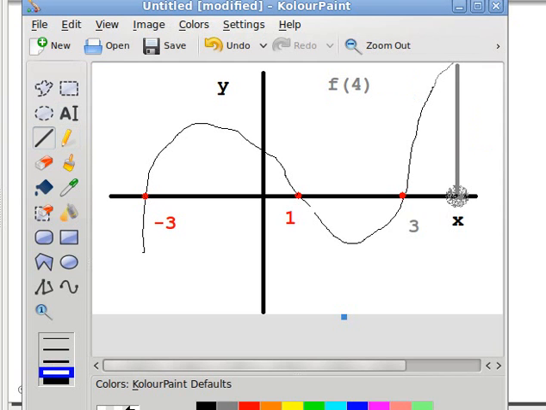Now, is this height here 0? It's not, okay? If I was to put 4 into the function, I don't get 0. Why don't I get 0? Well, it's not a root. If I was to put 3 into the function, what would the answer be? 0. So this height here is f of 4.